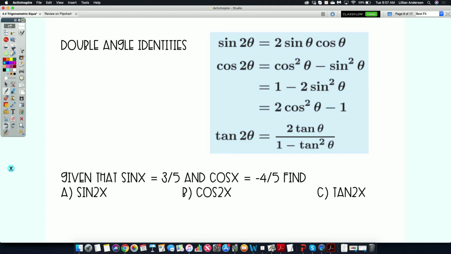We'll come back to that one. All right. Double angle identities. There are a few other identities that can be used when simplifying, also with solving different equations.